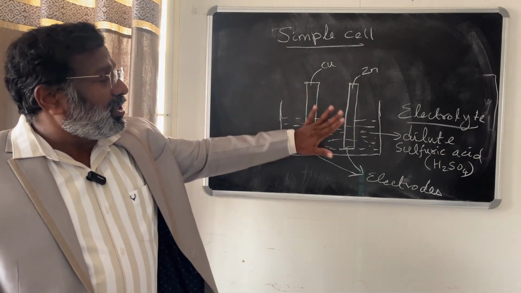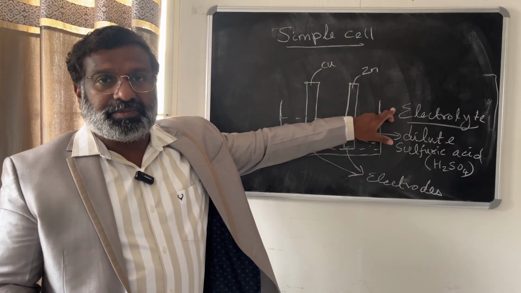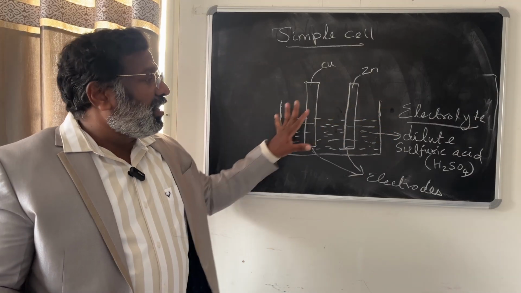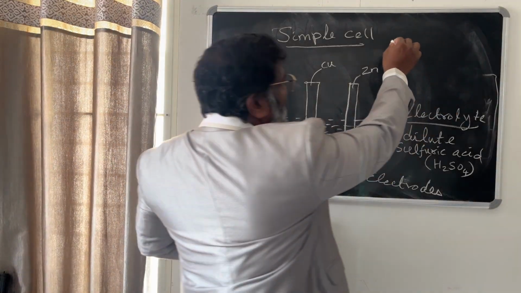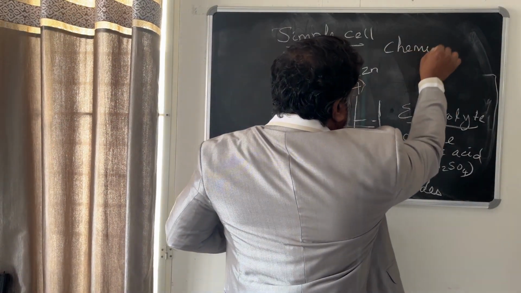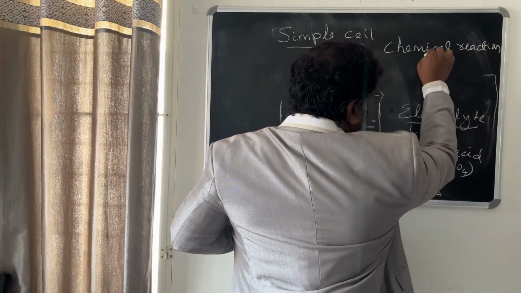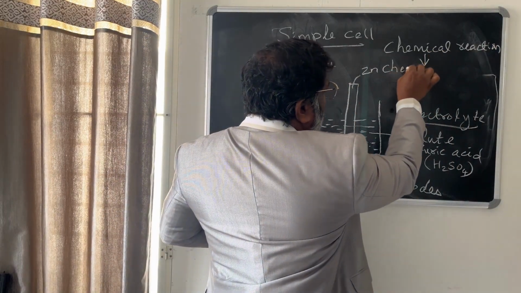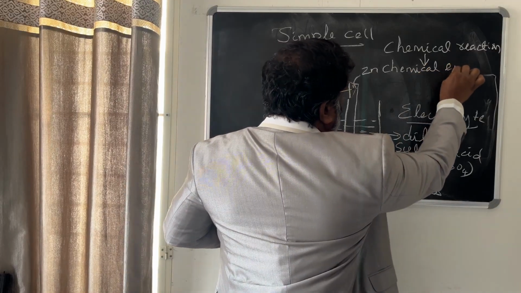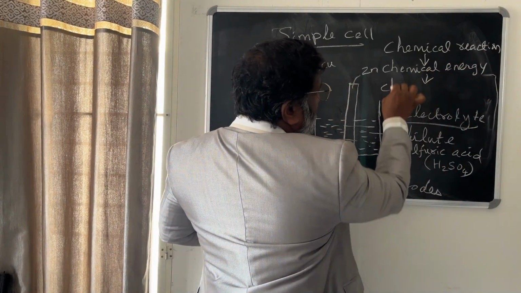Now, a chemical reaction takes place between the electrodes and the electrolyte. So, what happens is a chemical reaction. And as a result of the chemical reaction, chemical energy is released. And it has its own associated chemical force.